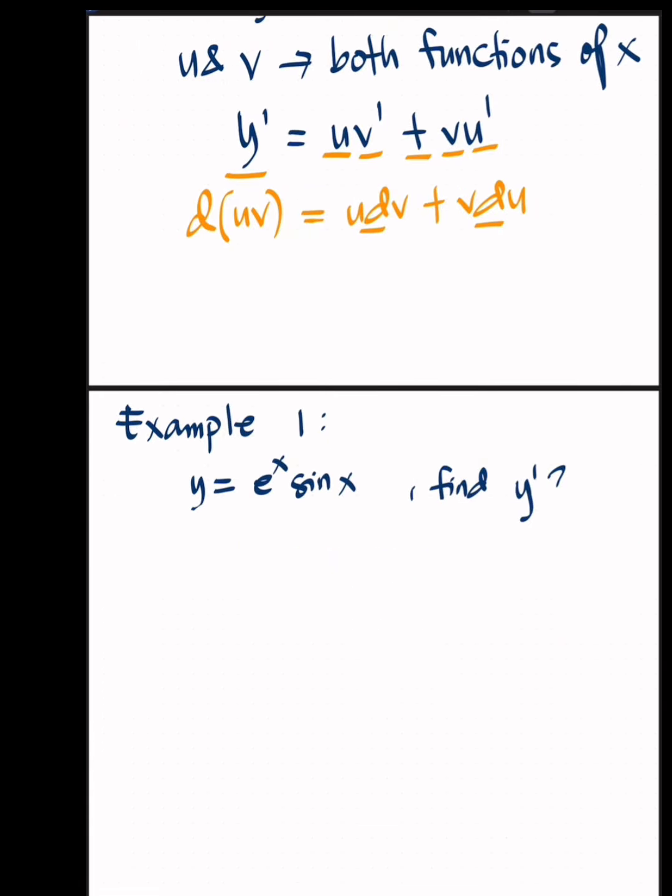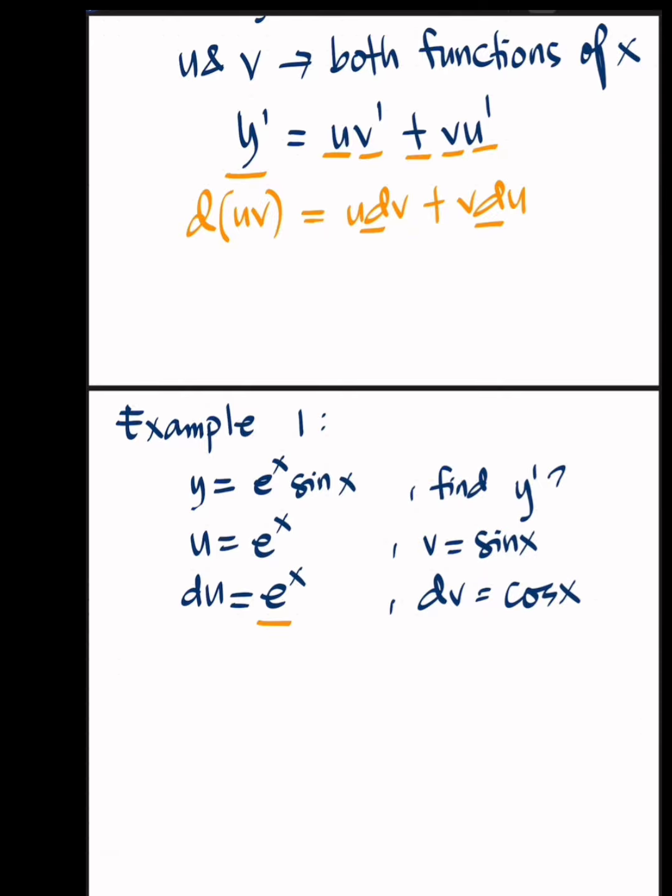Given y equals e raised to x sine x, find its first derivative. The first thing that we're going to do here is to choose u and v. We can have u equals e raised to x and v equals sine x, or vice versa. Now, if we choose u equals e raised to x, then our v is equal to sine x. So the derivative of u equals e raised to x, while the derivative of v equals cosine x.